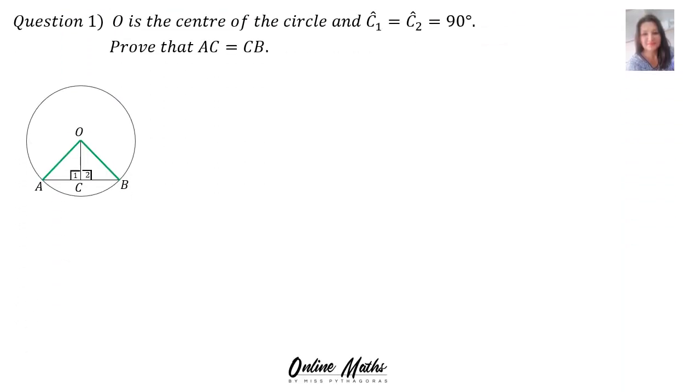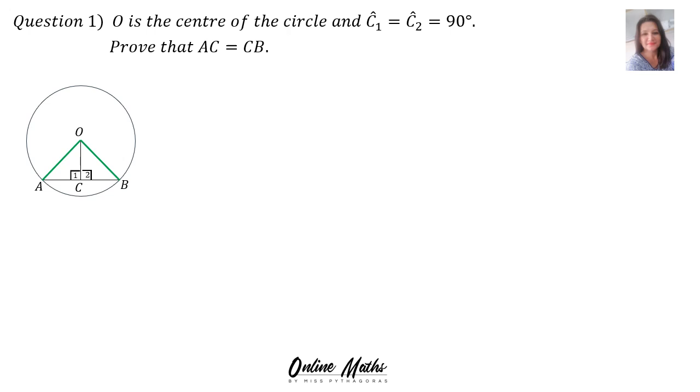Question 1. O is the center of the circle and angle C1 is equal to angle C2 is equal to 90 degrees. So that implies that you are dealing with 2 right angle triangles. The question: prove that AC is equal to CB.